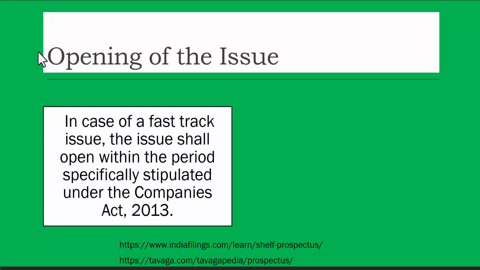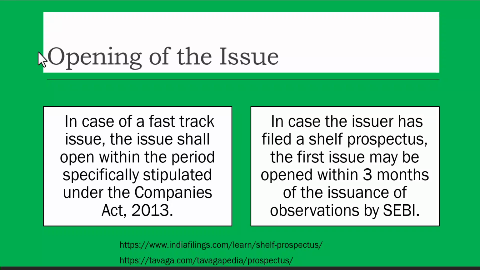Rather, it will be applicable for an FPO mostly, because for a company coming for the first time, they may not have a track record to talk about, and the track record has been specifically stipulated under the Companies Act 2013. Okay, fine. It's not in the ICDR regulation. It is in the Companies Act also. There's a mention there. In case the issuer has filed a shelf prospectus, the first issue may be opened within 3 months of the issuance of the observations by SEBI.